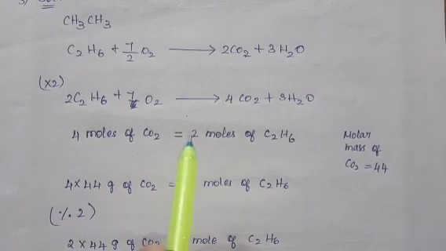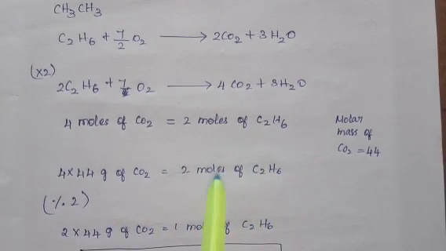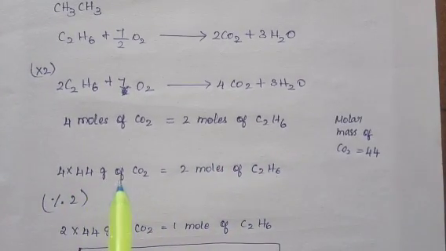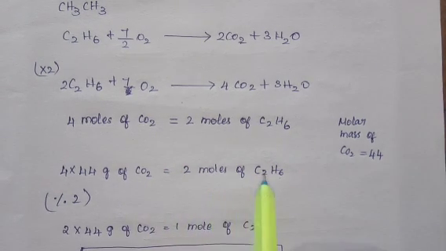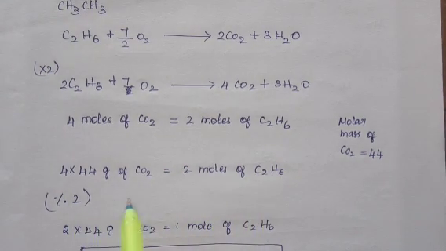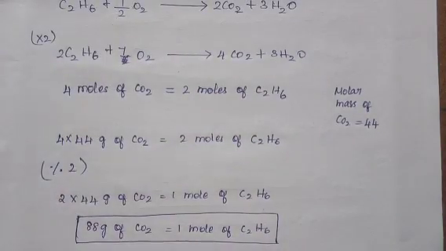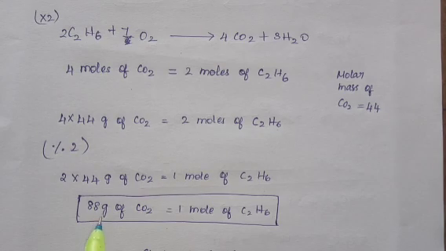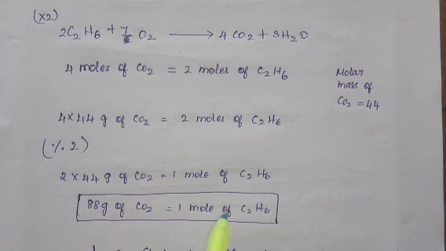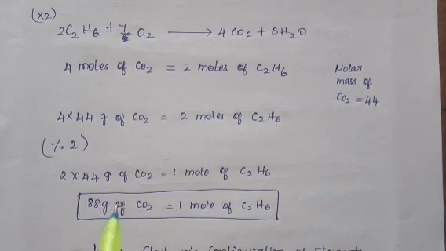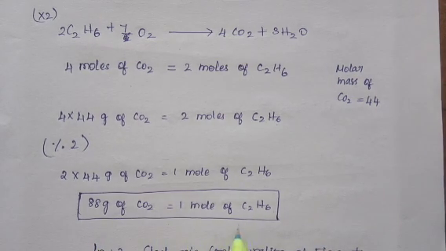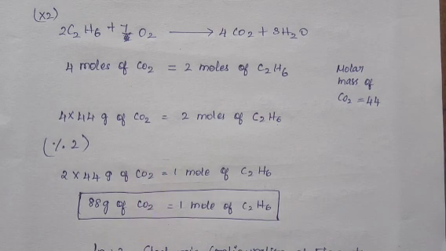4 moles of CO2 is equal to 2 moles of C2H6. So 4 into 44 gram of CO2 is equal to 2 moles of C2H6. Dividing it by 2, 2 into 44 of CO2 is equal to 1 mole of C2H6. So the answer is 88 gram of CO2 is equal to 1 mole of C2H6. This is the answer.